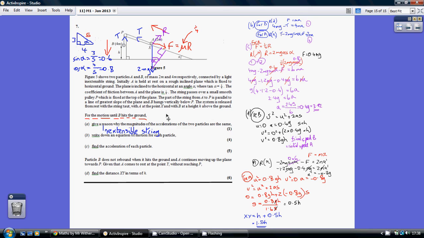Now, for part A, the answer is just that it's an inextensible string. For part B, we resolve up and down to get an equation with regard to B, and we resolve up the slope for A, giving us these two formulae here. Now, in order to work out the acceleration from these, we need to do one final elimination. We need to be able to eliminate F.